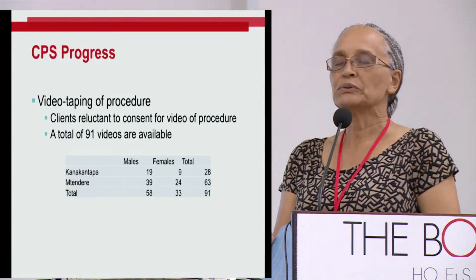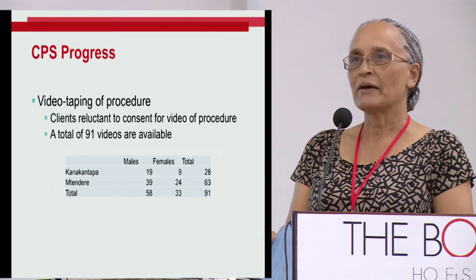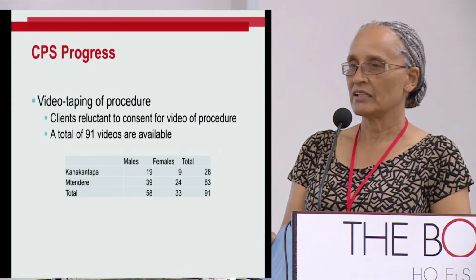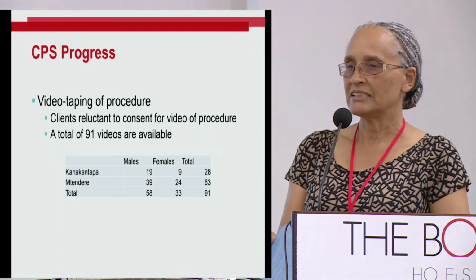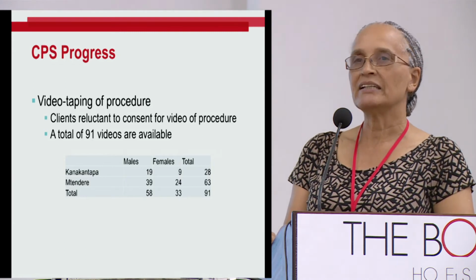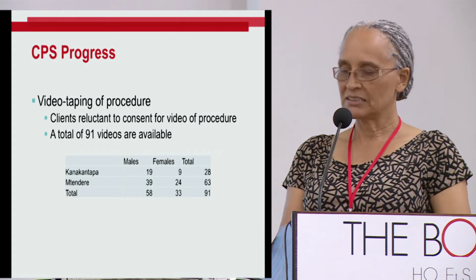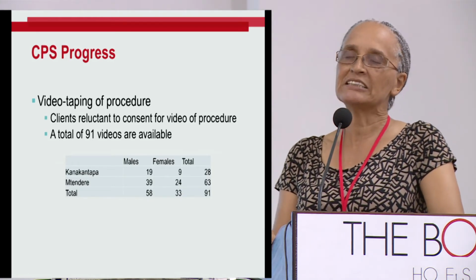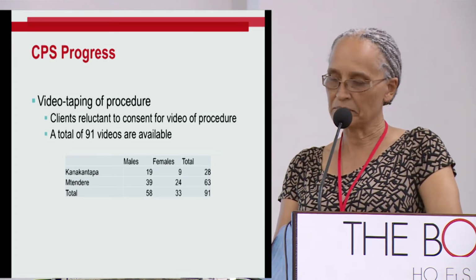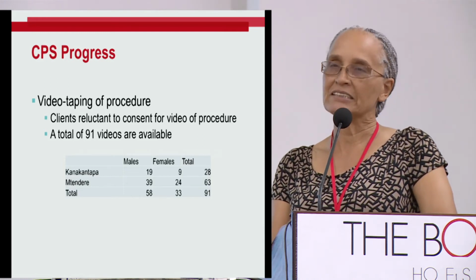We had planned to videotape at least 100 of the initial clients. However, we've had problems with actually getting people to consent to the video. So at the moment we have 91 videos available, and we found that there's greater acceptability in the urban center than in the rural center. We are still to analyze these videos, but the initial look shows that there is still some inability to understand the procedure and do it accurately despite the instructions.